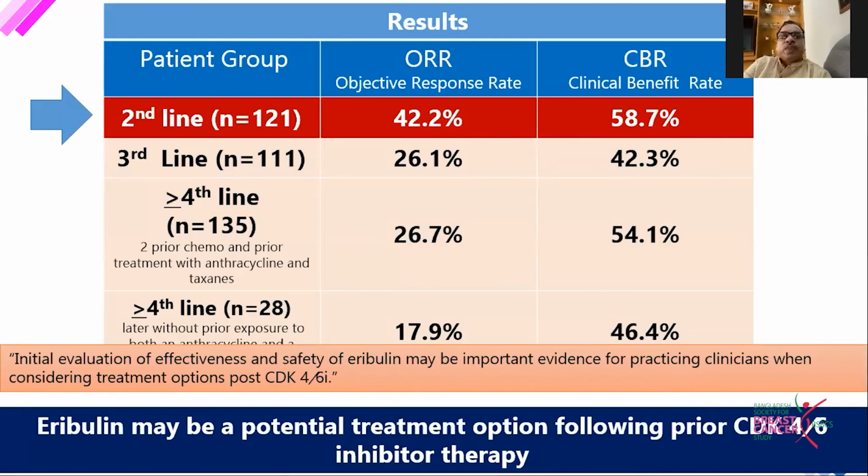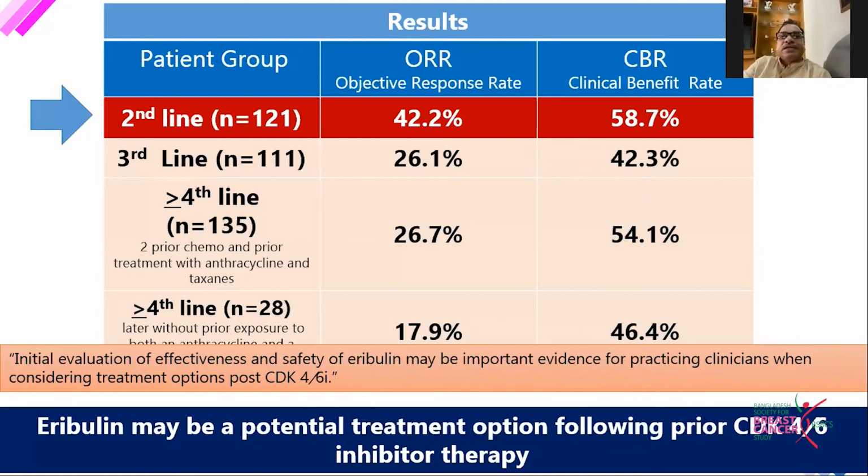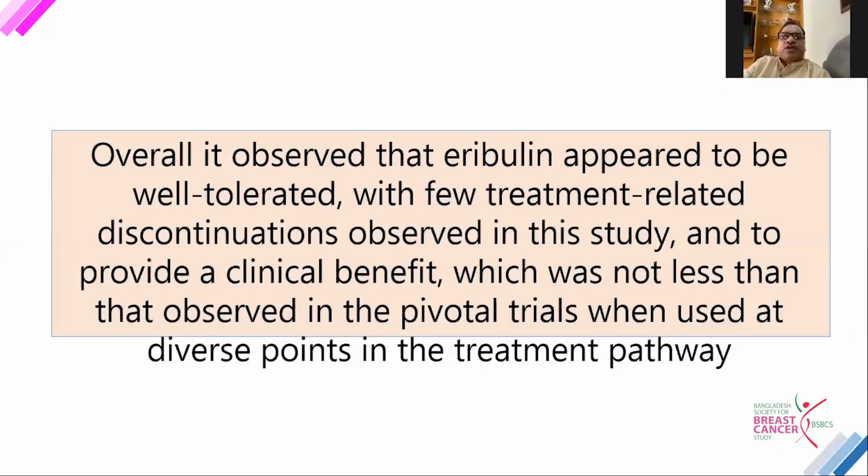After second line, the overall response rate is 42.2% and the clinical benefit is 58.7%. But more lines of use show a lower response rate. After fourth line it is 26.7%, with 54.1% clinical benefit. Overall, it was observed that Eribulin appears well tolerated, with few treatment-related discontinuations observed in the study, and provides a clinical benefit not less than that observed in the pivotal trial when used at diverse points in the treatment pathway.